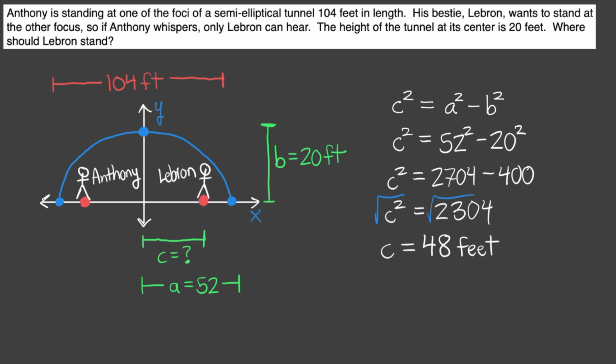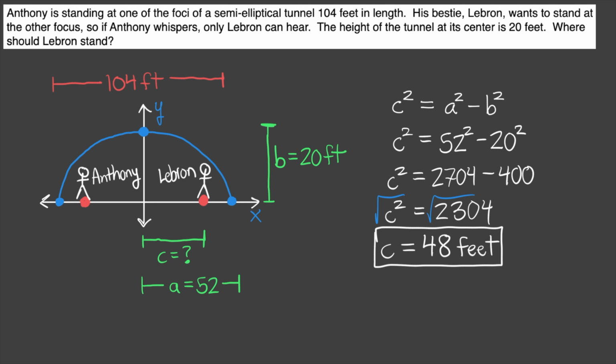So that tells us that LeBron should stand 48 feet from the center of the tunnel. So right here, this distance right here is 48. Now another way he could do this is he could go walk to the very end here and go backwards. So remember, if he walked from the center of the room to the edge here, it would be 52 feet. So really, he just has to stand 4 feet, because 52 minus 48 would be 4 feet.